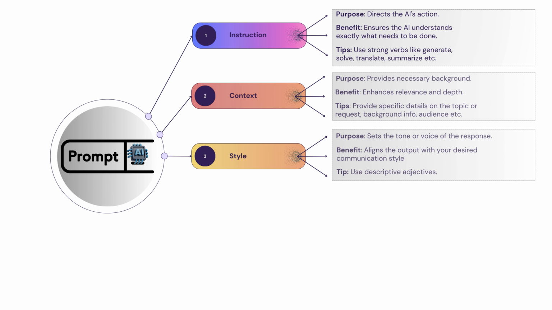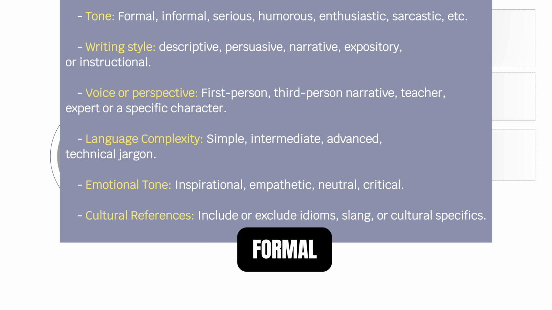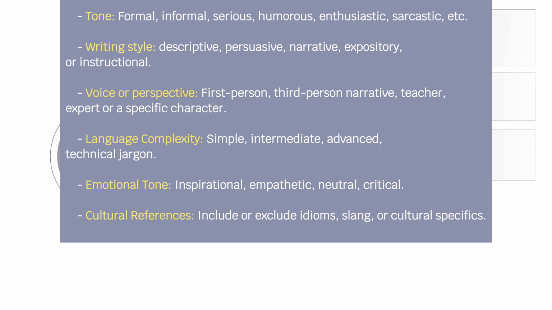When we talk about style, we mean the tone and manner of the AI's response, ensuring it aligns with the desired communication style. Use descriptive adjectives. Words like formal, casual, motivational, sarcastic, inspirational will help define the style. You can use the style of a specific person or character, specify emotional style, perspective, and so on.